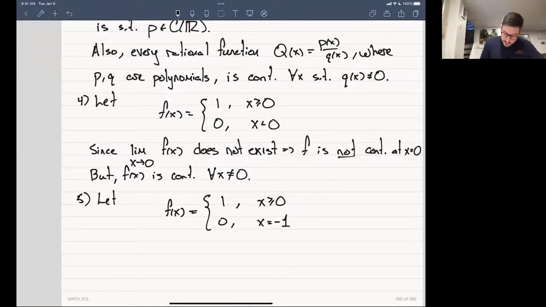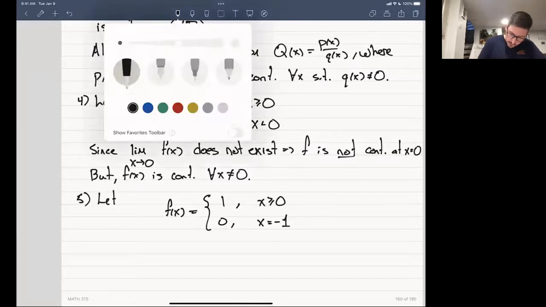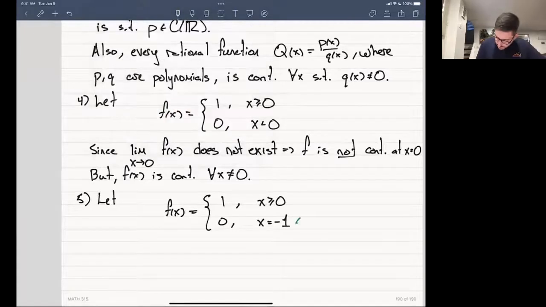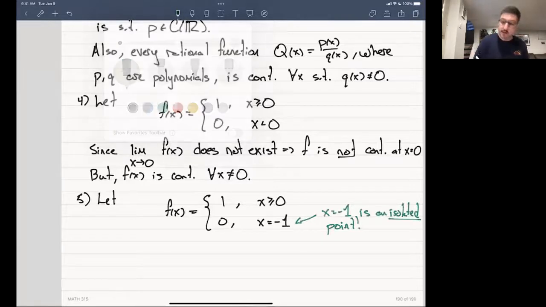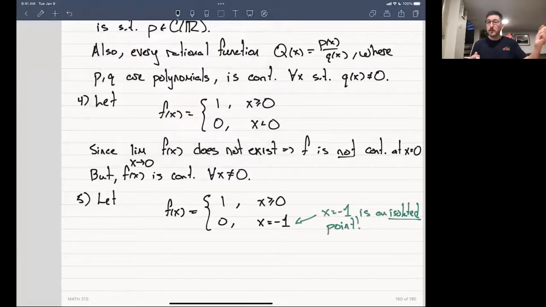Well, that's an isolated point. So maybe let's put a little comment here: x equal to -1 is an isolated point. You thought that I forgot about that, right? Well, we're automatically continuous at isolated points. It's separated from the rest of the domain. You have -1 way over here, and then all the positive numbers way over here.